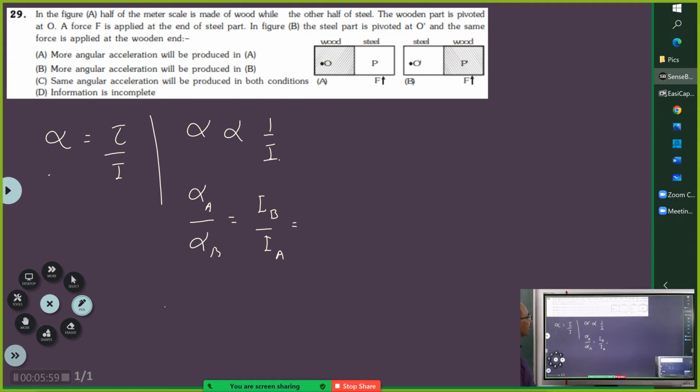So alpha in the B case, in figure B, the steel part is pivoted at O. Wood is there. So moment of inertia is less in B, isn't it? So here IB will be less than IA. Correct? So therefore, IB is less, and there is more acceleration in B. Correct?